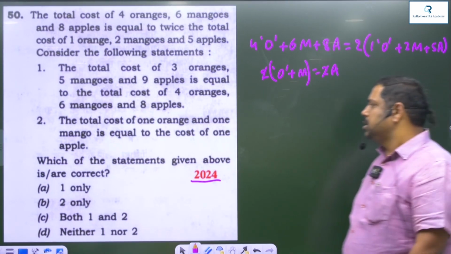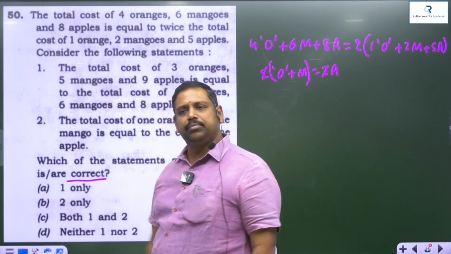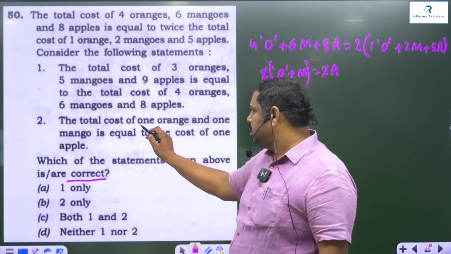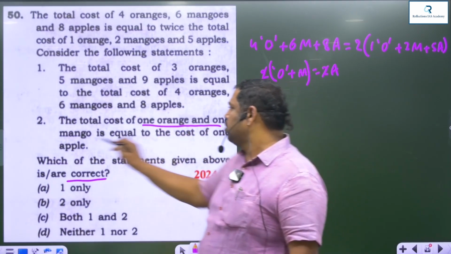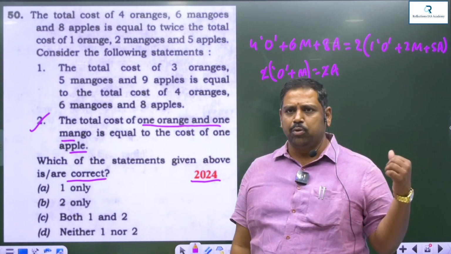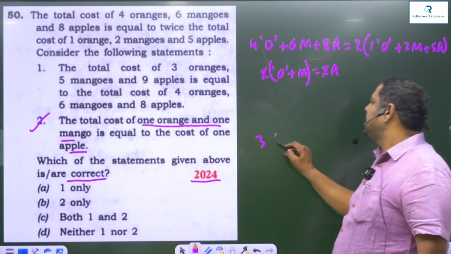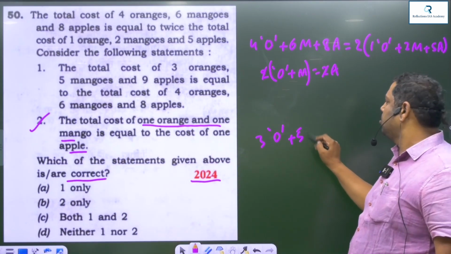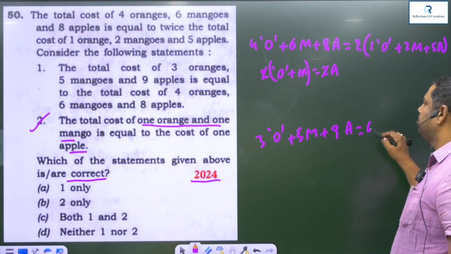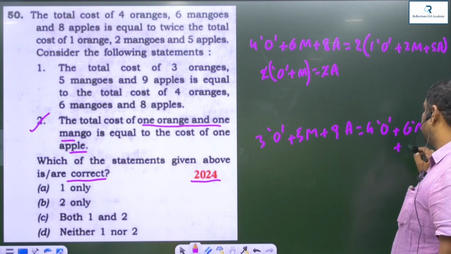Okay, good. So he is asking which of the statements above is correct. Now come to the second one. The total cost of 1 orange and 1 mango is equal to the cost of 1 apple. So the second one is definitely valid. That's what we have proved. Come to the first one. The total cost of 3 oranges, 5 mangoes and 9 apples is equal to the total cost of 4 oranges, 6 mangoes and 8 apples.